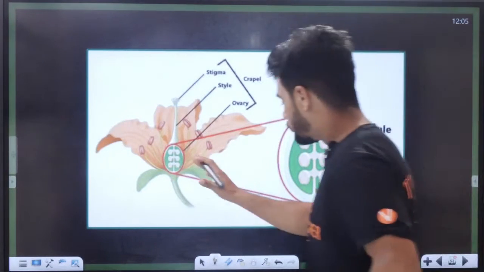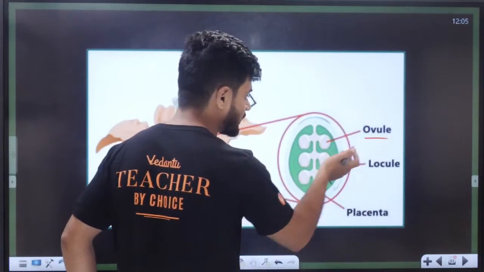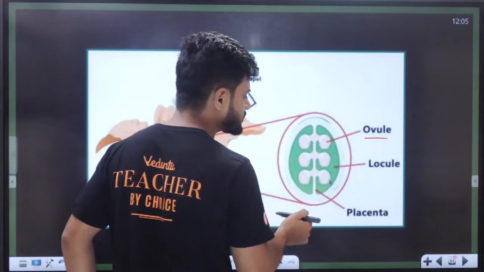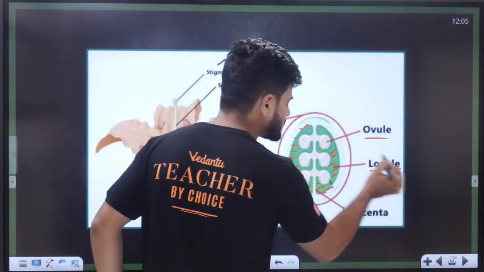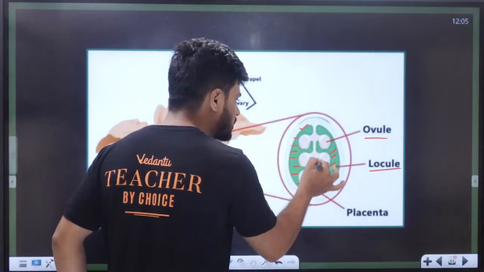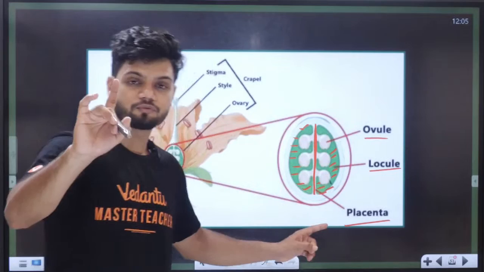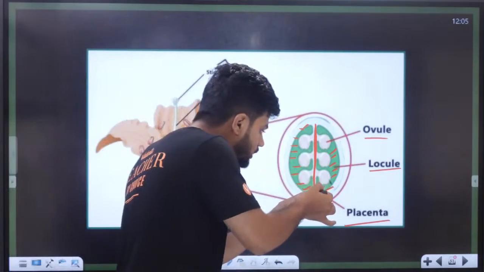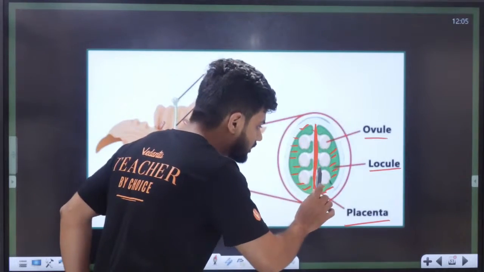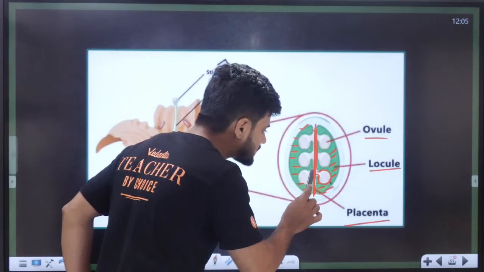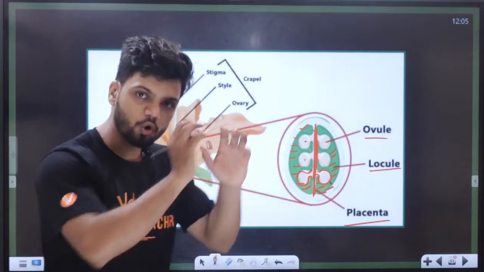Now if you look inside, the entire structure is called the ovary. Inside the ovary we have the ovules. Then there is a chamber here. Can you see this chamber is called locule? And in the middle there is a cushion-like structure called placenta. Now students, I want everyone to focus really, very important here. On the placenta, all the ovules are attached. Can you see? All the ovules are attached to, joined to the placenta.